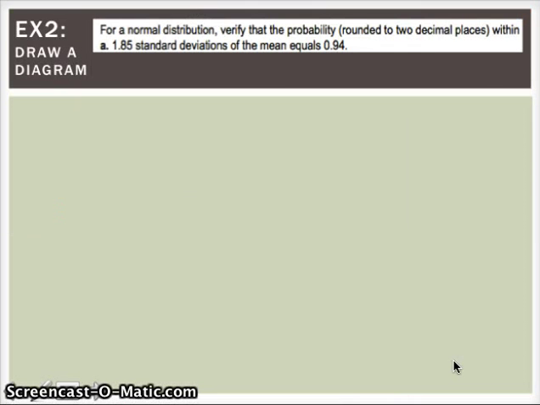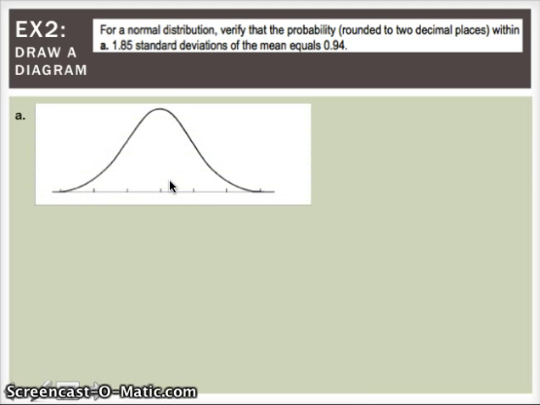Great. For the normal distribution, verify that the probability, rounded to 2 decimal places, of being within 1.85 standard deviations of the mean is equal to 94%. All right, so let's see if we can do this. Let's start with a picture. They're asking us about finding the values within 1.85 standard deviations from the mean. So here's the mean. We're trying to find the values in between these two lines.